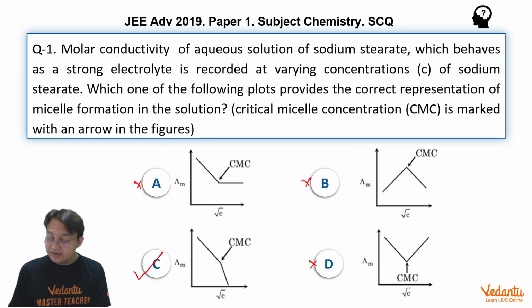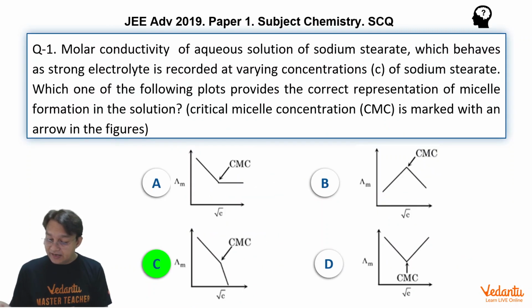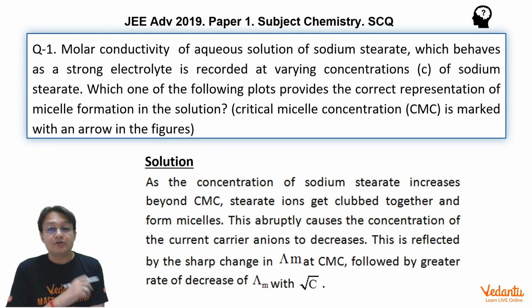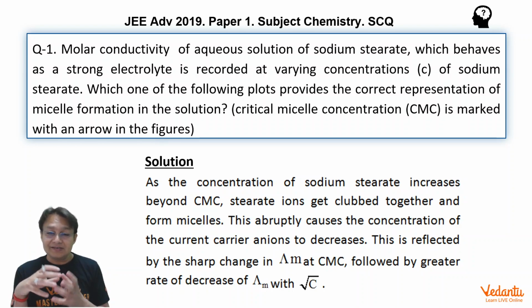So that is a very interesting problem. Let's summarize it. As the concentration of sodium stearate increases beyond CMC, stearate ions get clubbed together and form micelles. This abruptly causes the concentration of the current carrier ions to decrease, and thus molar conductance decreases.